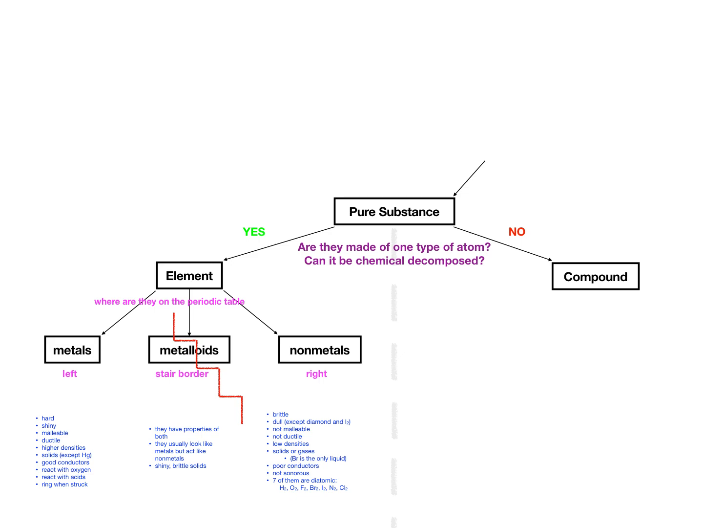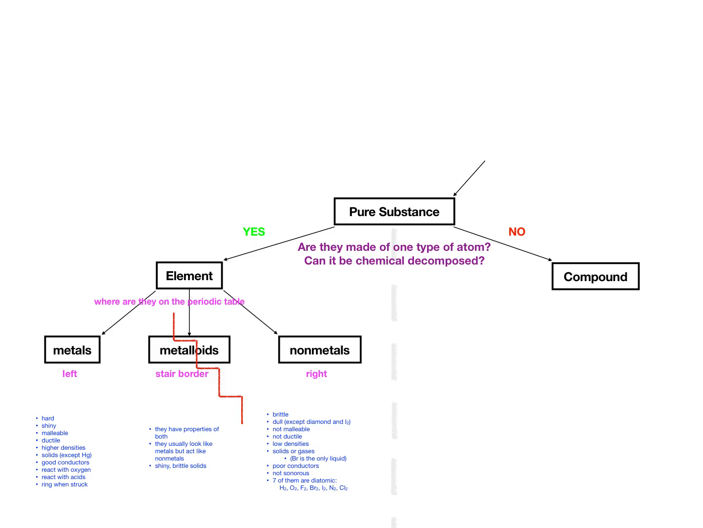Some different properties here. We said that our metals are on the left, nonmetals are on the right. We just talked about these types of things: metals are hard and shiny, malleable, meaning we can hammer them into thin sheets, ductile, meaning they can be drawn into wires, and they have higher densities. They are all solids except for mercury, good conductors of heat and electricity. They tend to react with oxygen and acids, and we noticed that they make a sound when we strike them.